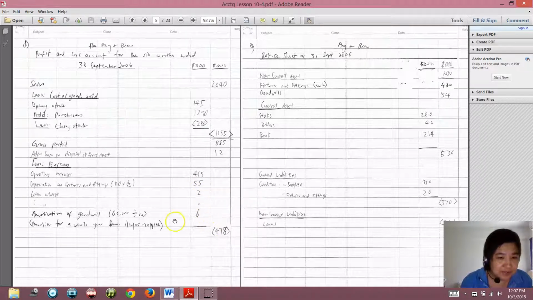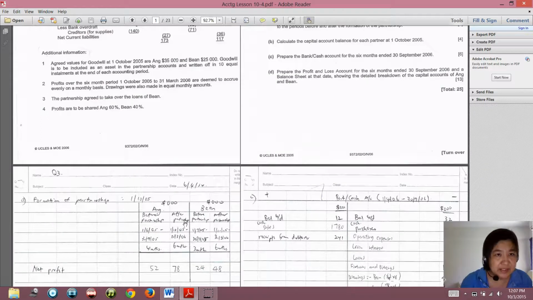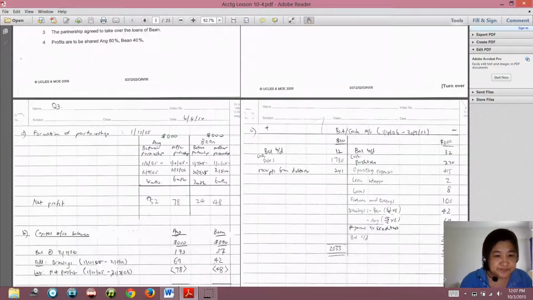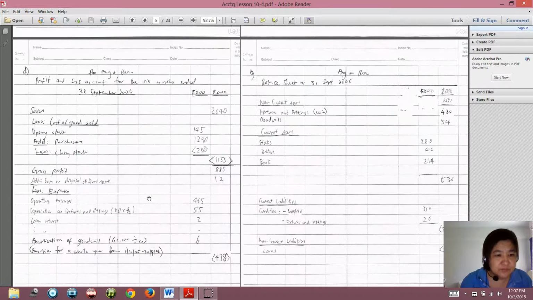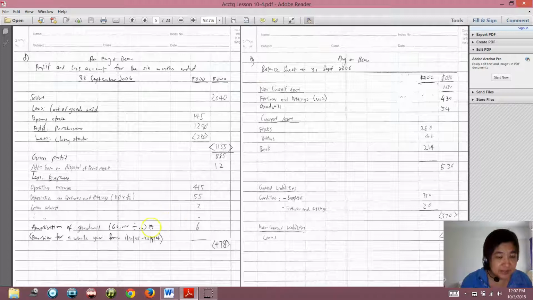So amortization of goodwill. They are saying that the goodwill is to be written off in 10 equal installments at the end of each accounting period. In note 1 of the question, additional information note 1, goodwill is 35,000, Bean is 25. So that means the total goodwill is 60,000.